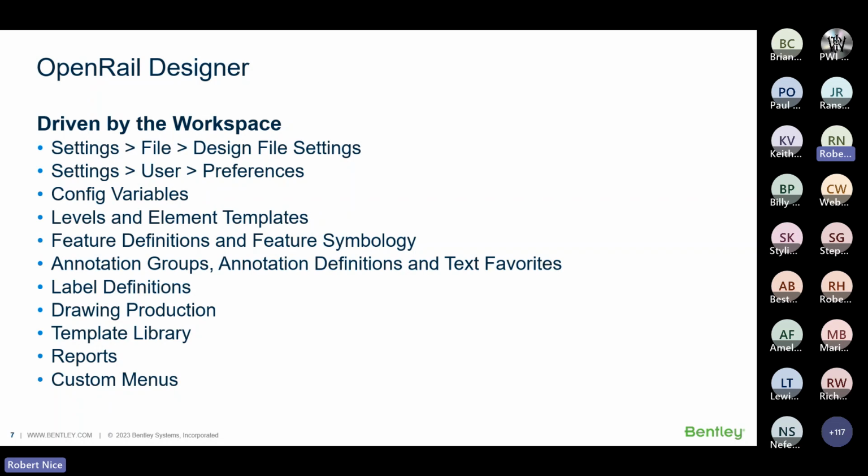So one of the key differences in OpenRail Designer, apart from it being a brand new product, is that it is not a rebranding. We started in rail in the late 80s, and that turned into Rail Track, which turned into Power Rail or Bentley Rail Track. There was a gradual change, but the underlying technology is exactly the same. OpenRail Designer, or anything OpenX, is brand new. The underlying technology is completely different. So we have new ways of doing things. And one of the key things here in bold is that everything is driven by the workspace.